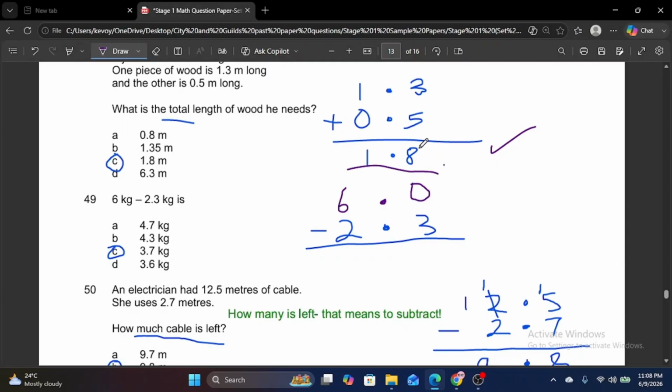So 3 from 0 you can't. So I'm gonna take 1 right there. That's gonna be 5. You carry over the 1, and that's gonna be 10 now. So 3 from 10, that's gonna be 7 point. 2 from 5, that's gonna be 3. So 3.7. And so that's gonna be C for 48.